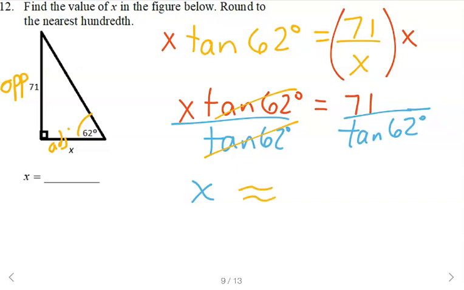71 divided by the tangent of 62 degrees. We get about 37.751. It says to round to the nearest hundredth, which is your second decimal place. The 1 will tell us to round down. So about 37.75.